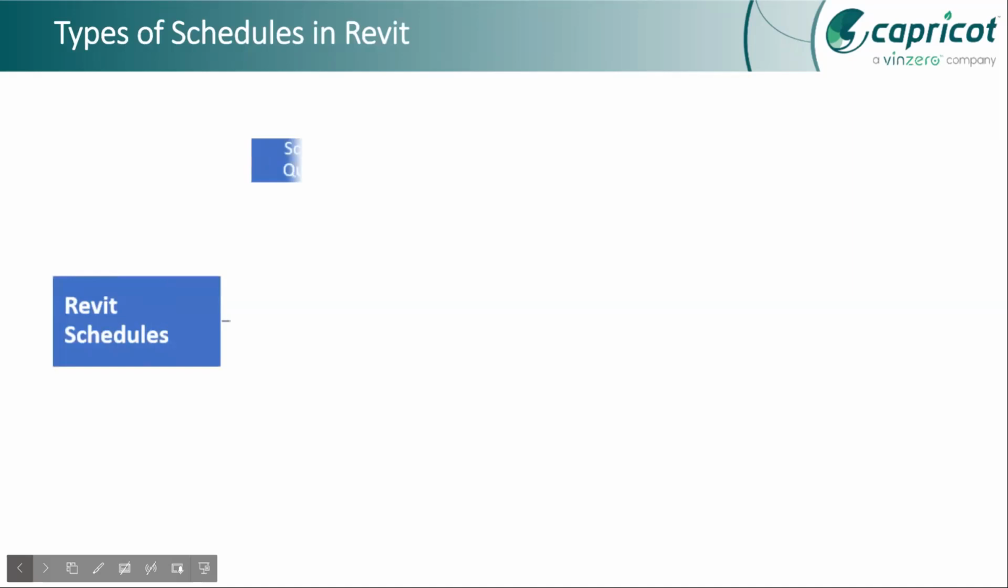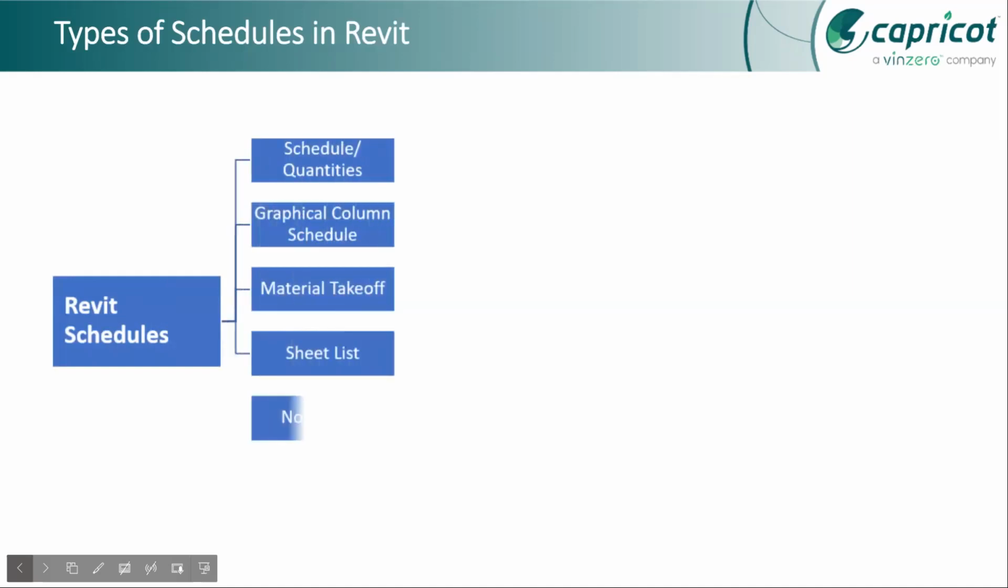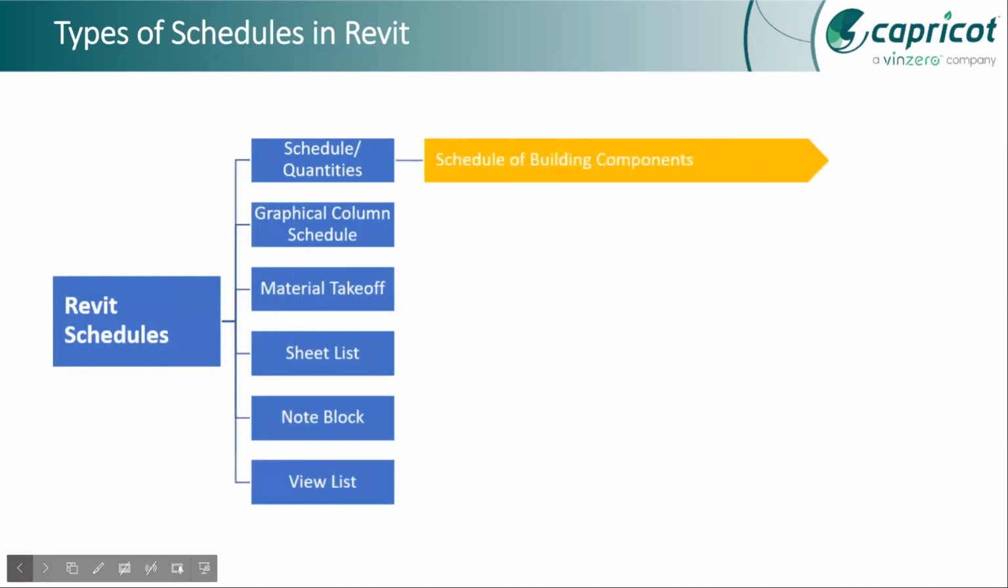So there are different types of schedules in Revit. I'll just explain these to you. We have the basic schedules and quantities, which help us in calculating the schedule of building components. All the components like beams, columns, walls and slabs can be calculated from the schedules and quantities.